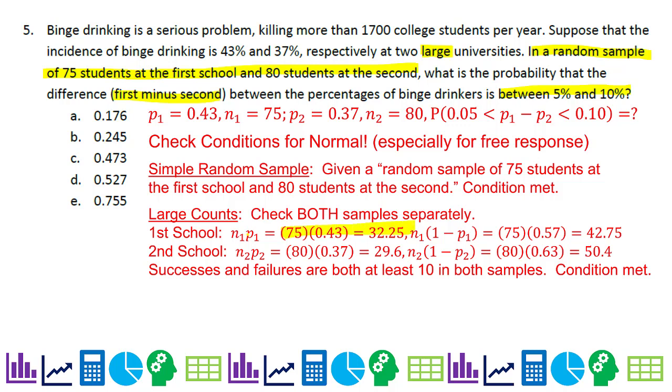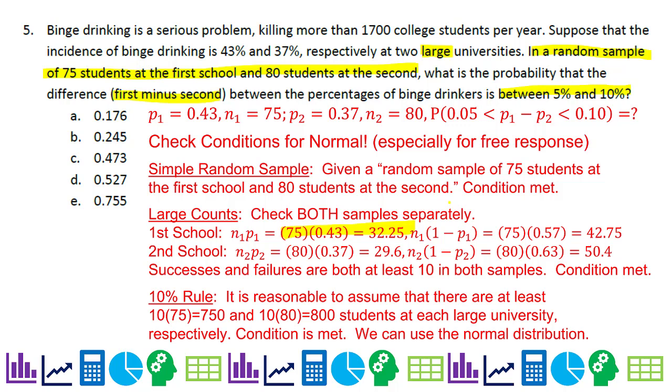So for n1 p1, n1 times 1 minus p1, n2 p2, n2 times 1 minus p2. Now you can see that all of these are greater than 10, so this condition is met. By the way, there's a nice thing. You can always double check your math. 32.25 plus 42.75, yeah, that should be about 75. 29.6 plus 50.4, that is 80. So your number of successes and the number of failures should add up to your sample size for both.